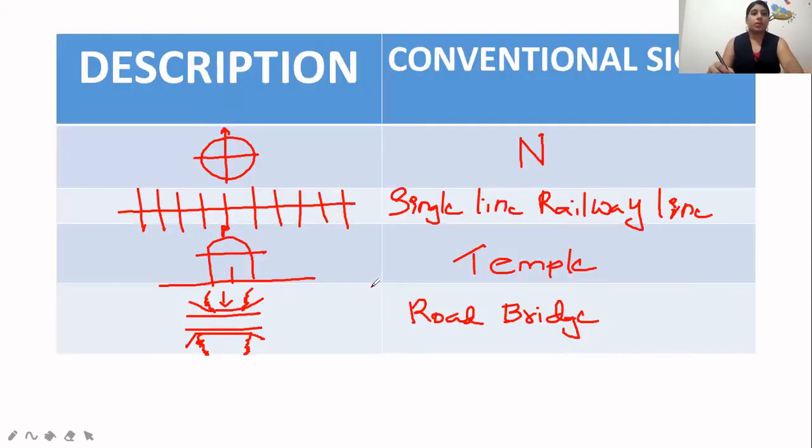Next question. This is just a description and conventional sign. Mostly it will be asked in MCQ related questions, PSCs or GATE examination. So this is a symbol for north. Single line railway is mostly represented by this line, temple is represented by this figure, and road bridge is represented by a narrow width like this. So this is mostly important, that is why I just noted it here.